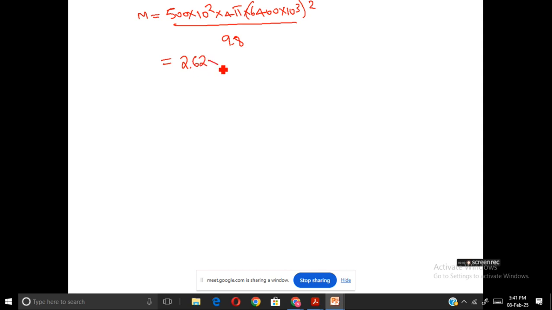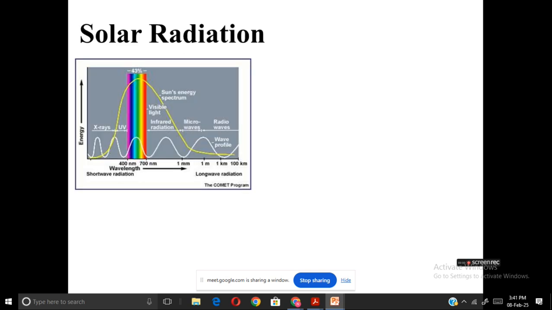It will be basically around 2.62 × 10^18 kilogram. So the mass has reduced as we go up, as expected. So the value will be 2.62 × 10^18 kilogram. I hope you guys got the answers and the concepts are clear.